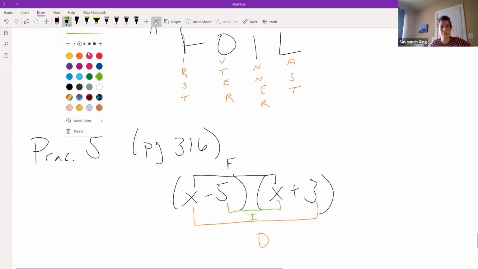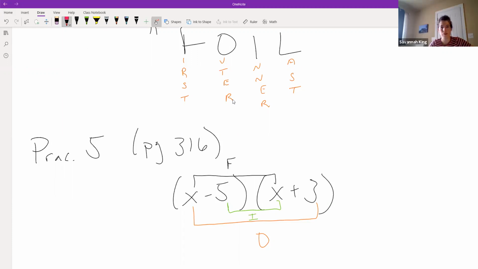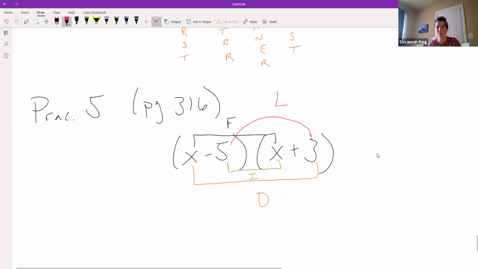And then last. Same four multiplications. You're just reciting to yourself first, outer, inner, last.